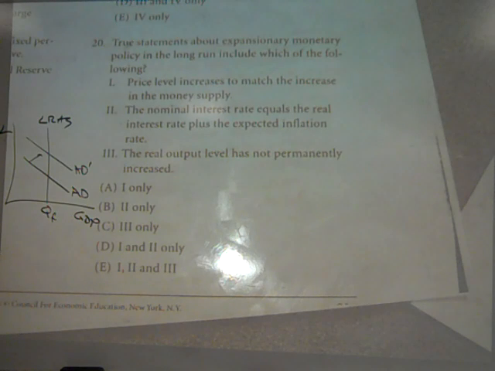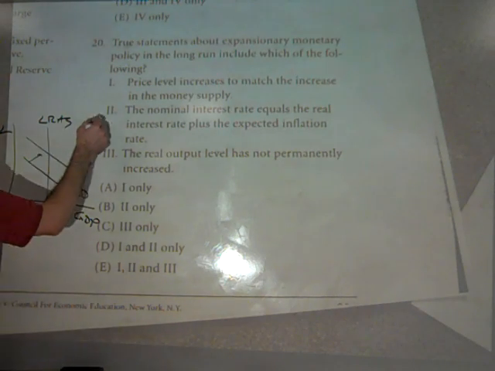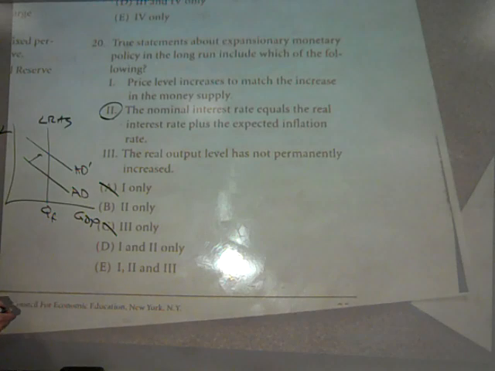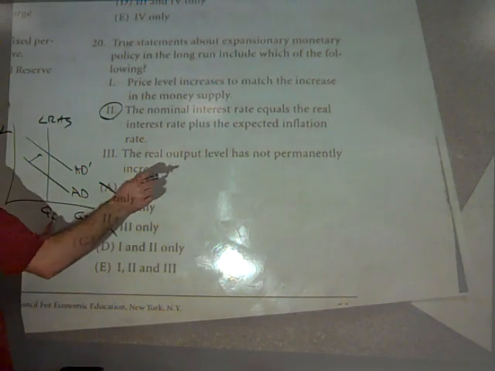Let's try number 2. The nominal interest rate equals the real interest rate plus the expected inflation rate. That's always true. Oh, cool. All right, maybe that'll help. Let me eliminate anything without a 2 in it. All right. The real output level has not permanently increased. In the long run, does the real output level go up and down and permanently change? No, not unless there's growth, and this one doesn't say economic growth. In the long run, the real output level, output is GDP, is stuck. All right, so it's not permanently increased.